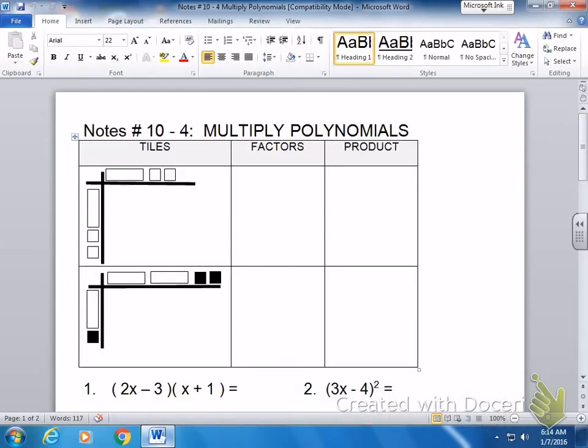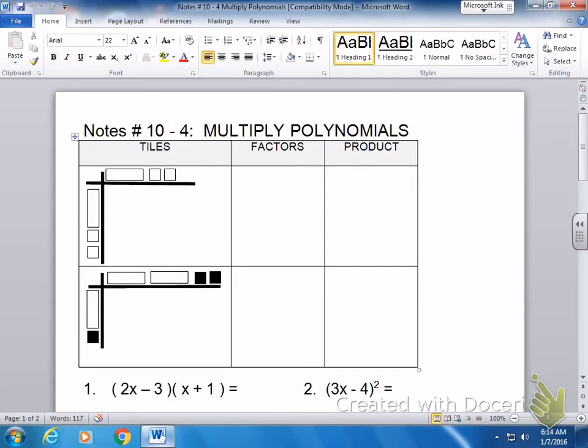Alright guys, so today we're going to multiply polynomials. It's sort of like what we did on Monday, but it has a few different things in it as well. The way we're going to start this off is using algebra tiles, and I don't know if you've used algebra tiles before, but there's kind of things that go with each.